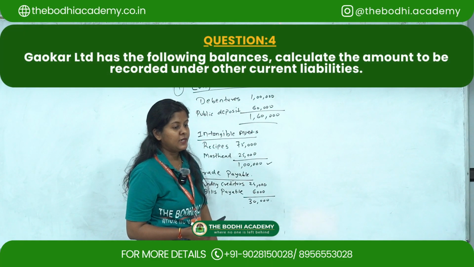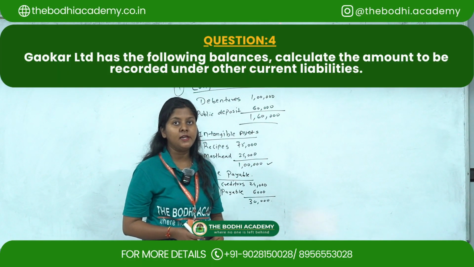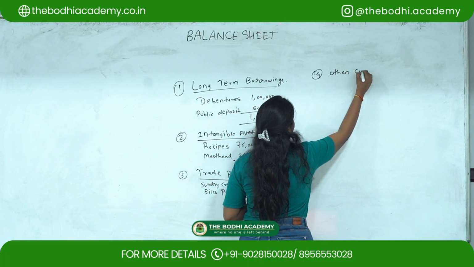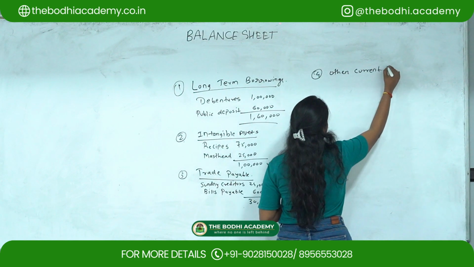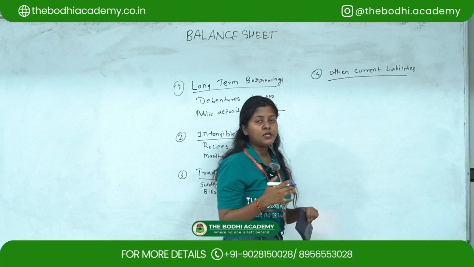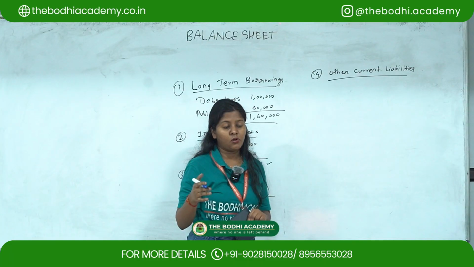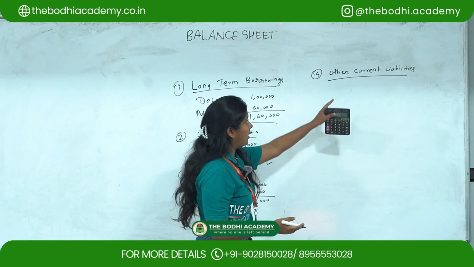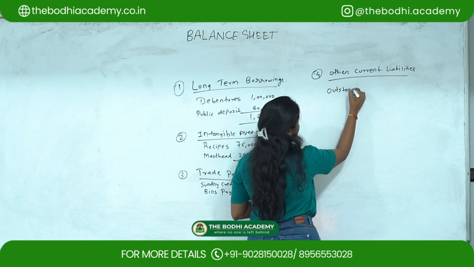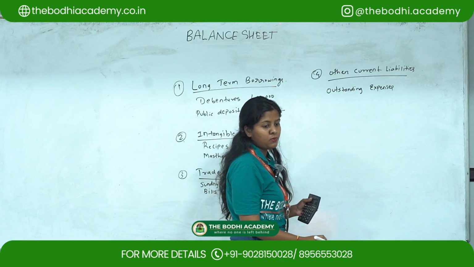Next, Gaukar Limited has the following balances and they have told us to calculate the amount to be recorded under the head other current liabilities. So the first thing you have to write down is other current liabilities, and under that you have to identify which are the different items given. Preliminary expenses is a part of other non-current asset. Then outstanding expenses will come under the head other current liability. So I am taking outstanding expenses, which they have given for 2,000.